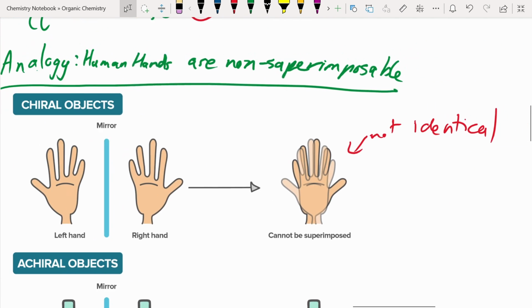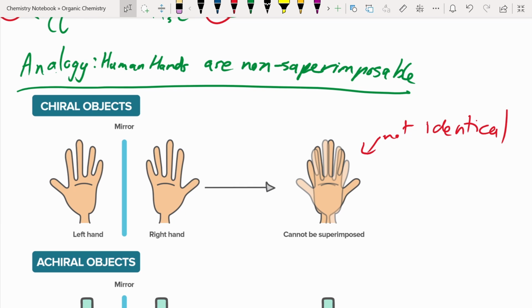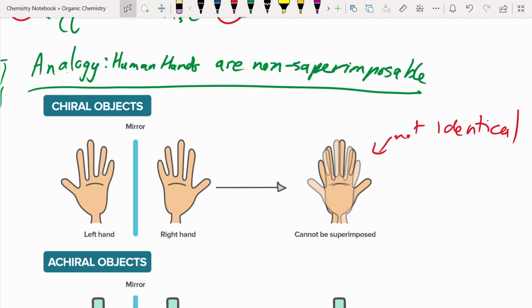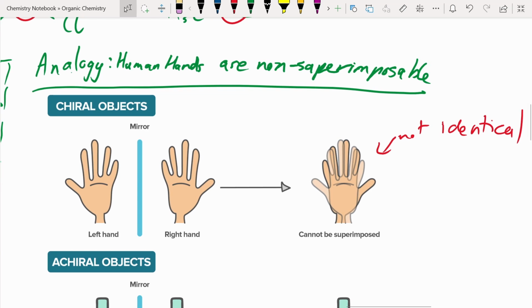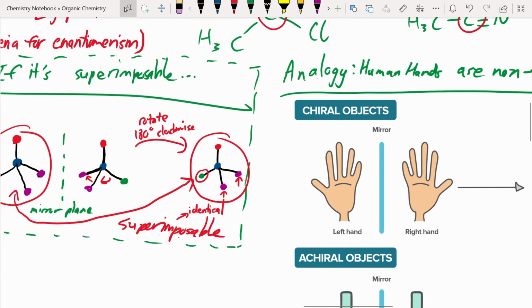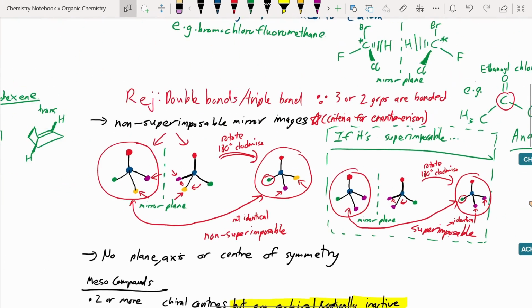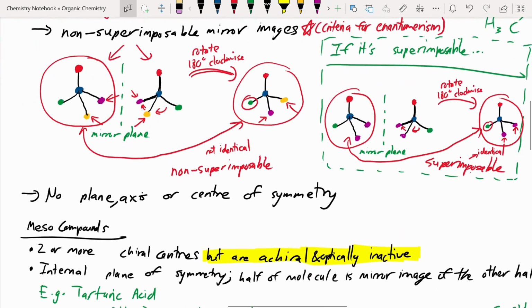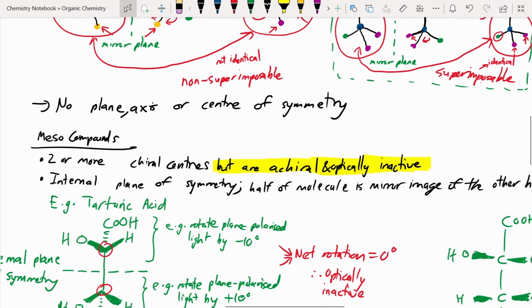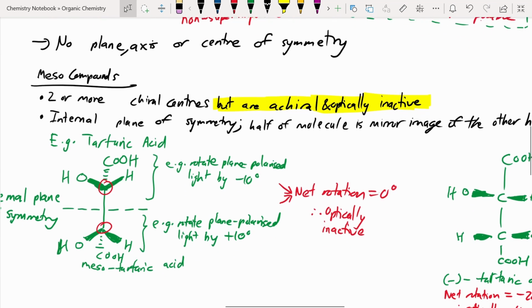You can take this as an analogy whereby human hands, left hand and right hand, are mirror images of each other, and that's why these hands cannot be superimposed, because they are not identical. Also, just take note that there's no plane, axis, and center of symmetry. I'll tell you why when I go to meso compounds.